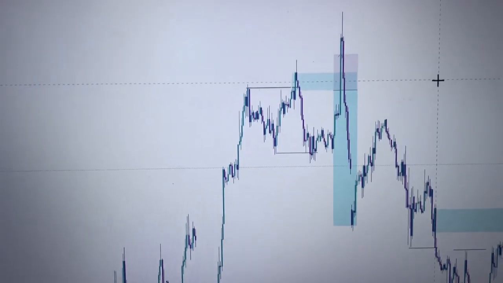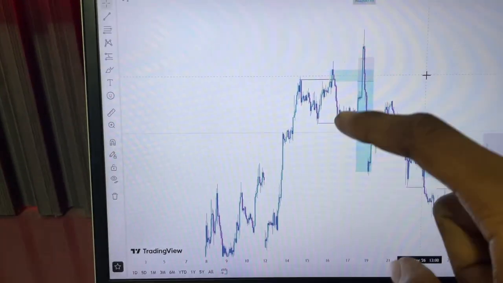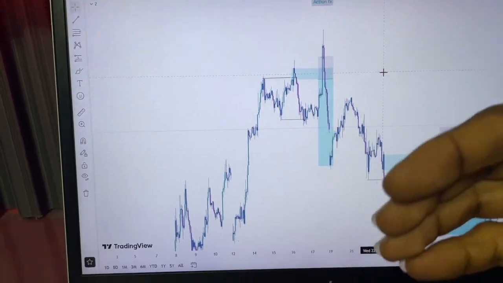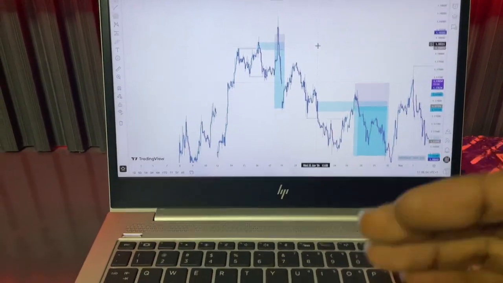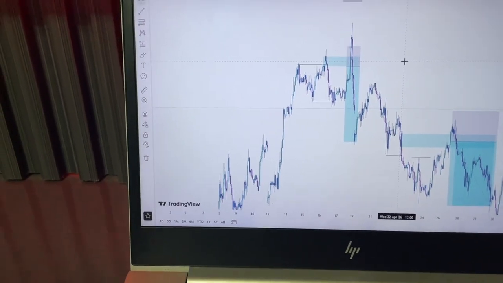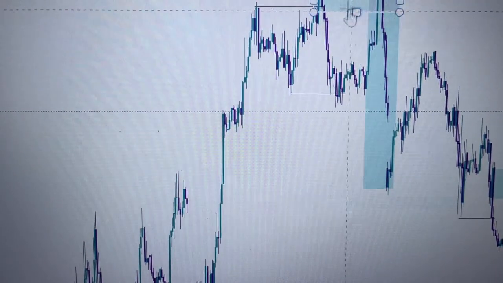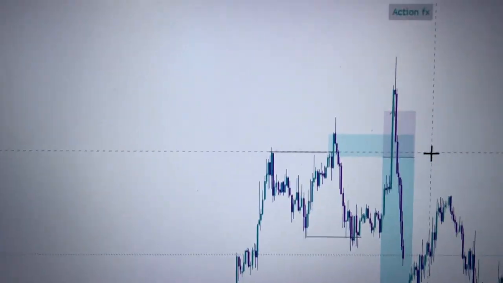Price did exactly what I expected, giving us that market structure shift to the downside, indicating that yes, there are now sellers in the market trying to bring price back down to the demand zones, right? Here it is. After identifying these structures, I tried selling from here, and this is what happened.